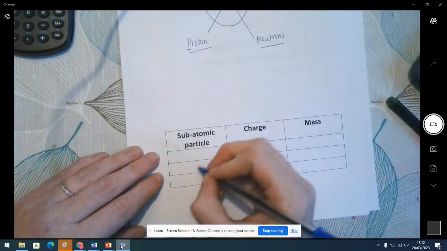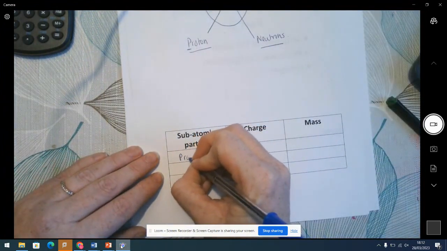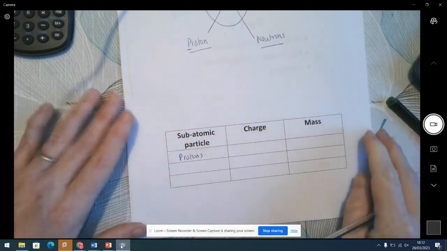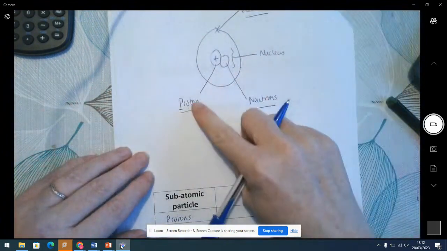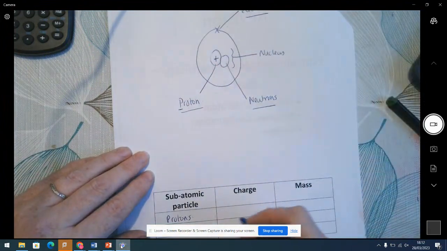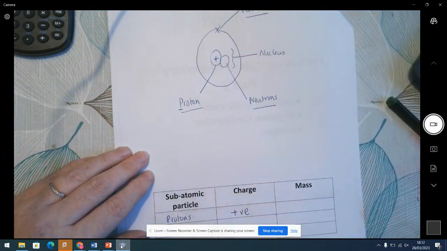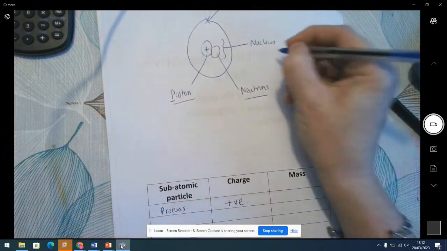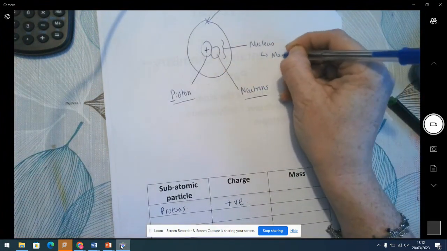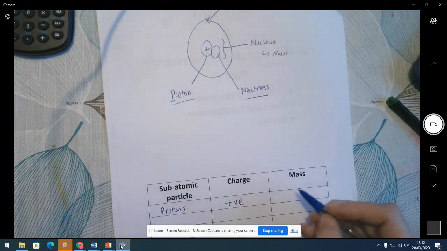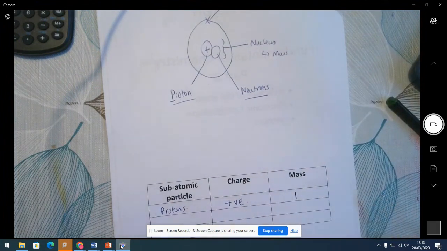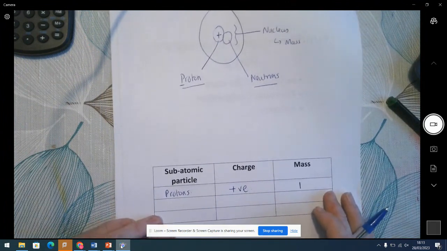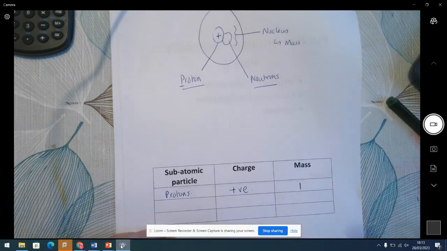And you do need to know a little bit about them. So we'll start off with our protons. So we know from the diagram that protons are positively charged. So they are positive, okay? And because they're in the nucleus, which is the part of the atom that has mass, protons have mass, and it has a mass value of 1. So it's important that you know that protons have mass.